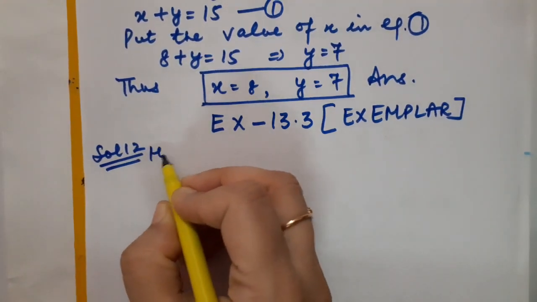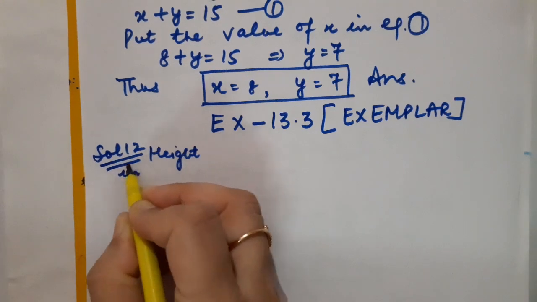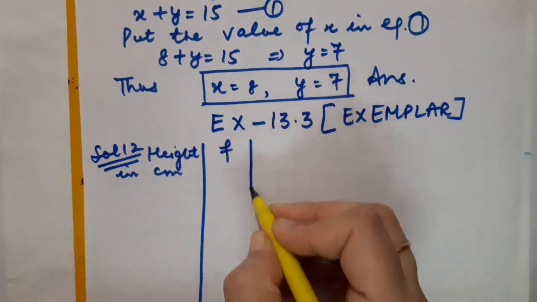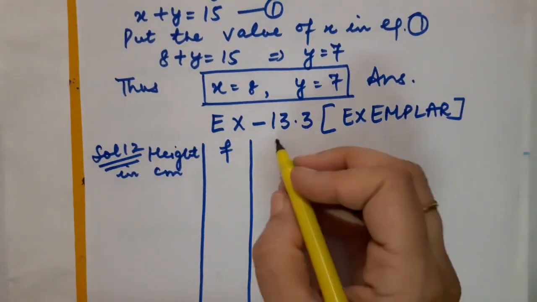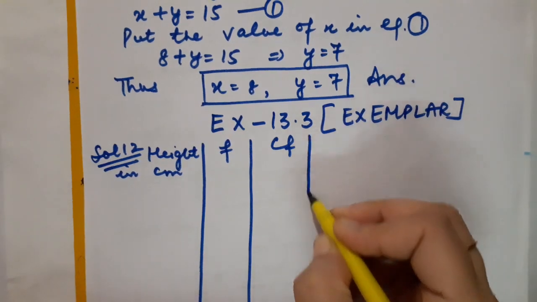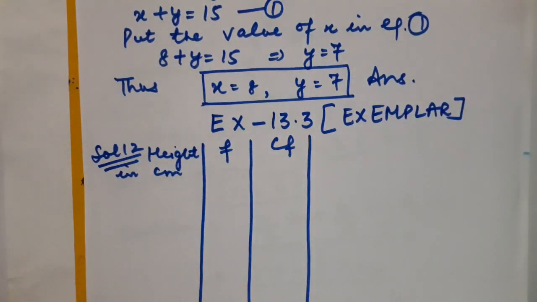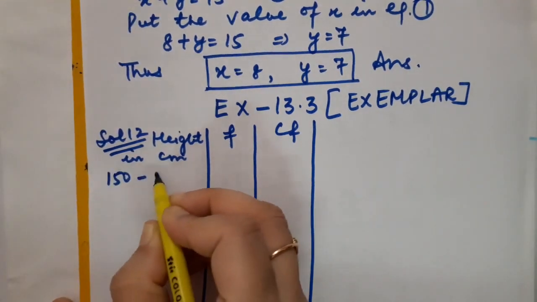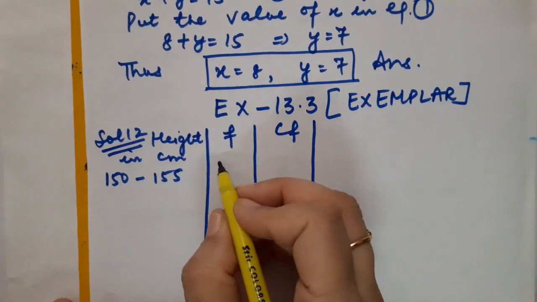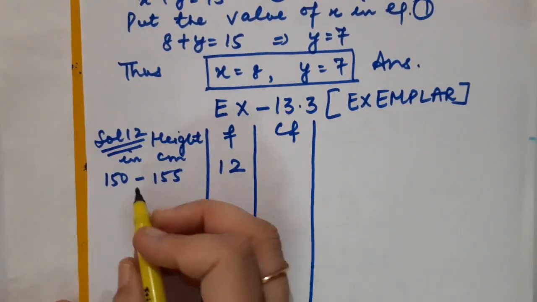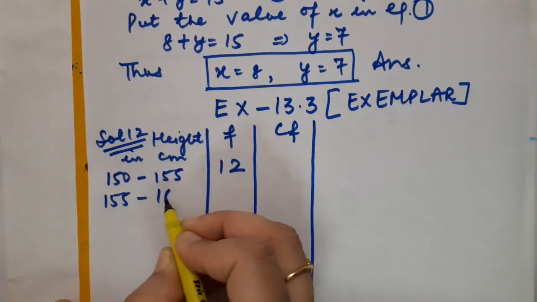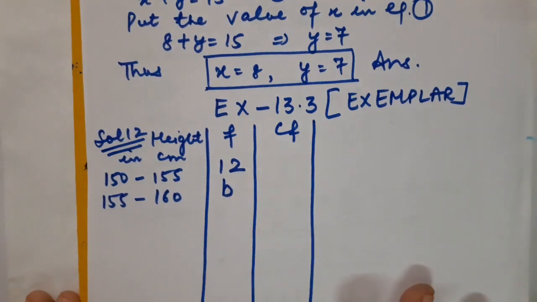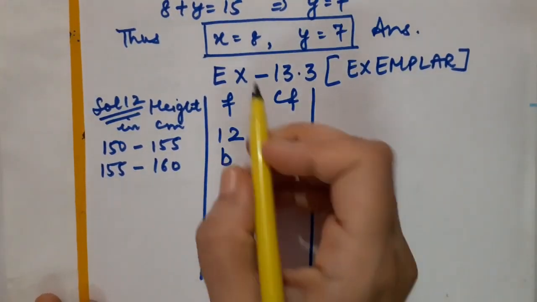We will have height given in centimeters. We will have frequencies also given, and cumulative frequencies also given to us. Correct? So what is the height given? From 150 to 155 centimeters, there are a total of 12 children. 155 to 160, there are B number of students. This is an unknown variable for us, meaning the missing frequency we can say. Correct?